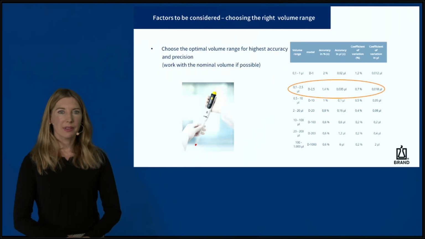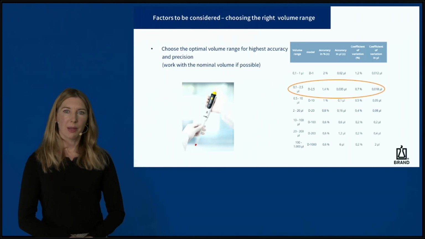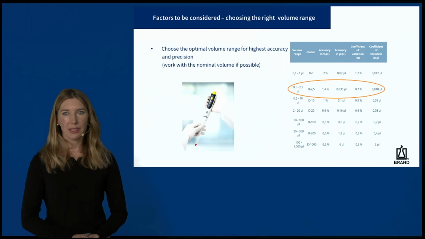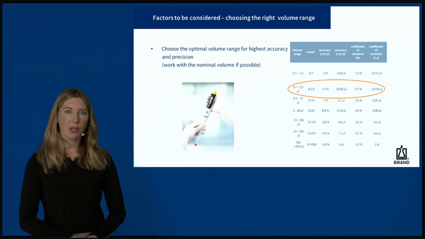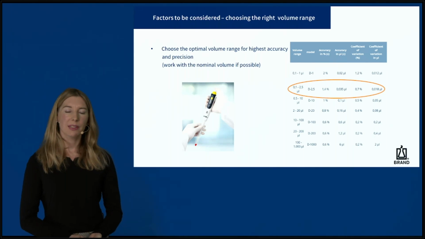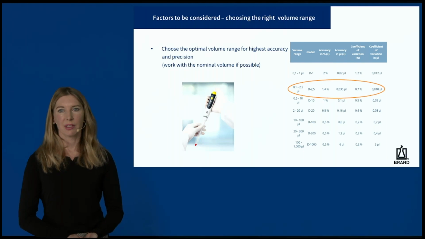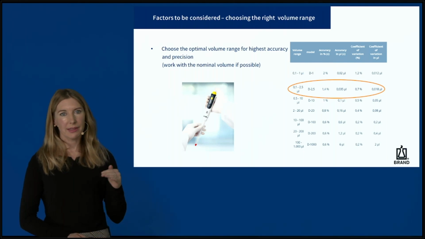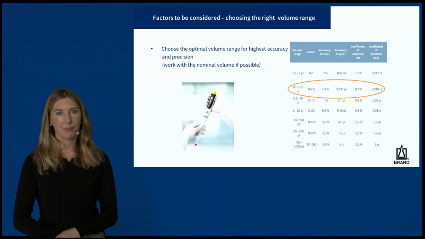How important is the nominal volume of the pipette? Can I use a 10 microliter pipette for dispensing 1 microliter of DNA? In general, adjustable volume pipettes offer greater flexibility than fixed volume pipettes and can be used for many different applications. However, their accuracy is highest at the maximum pipetting volume, and it decreases slightly with the pipetting volume.